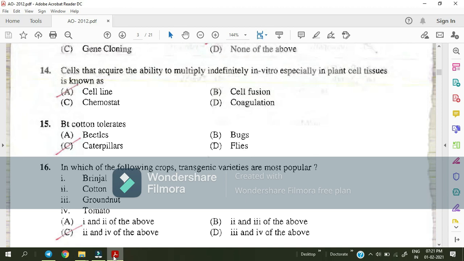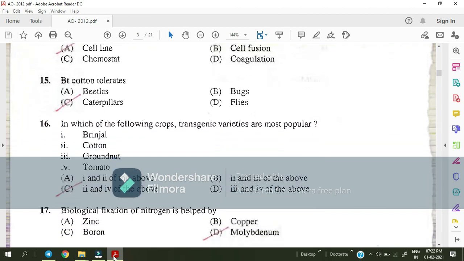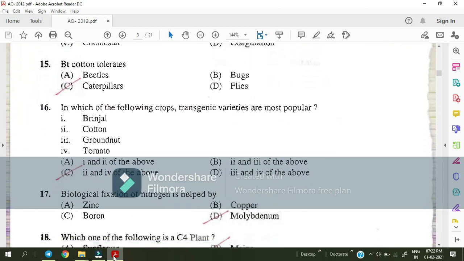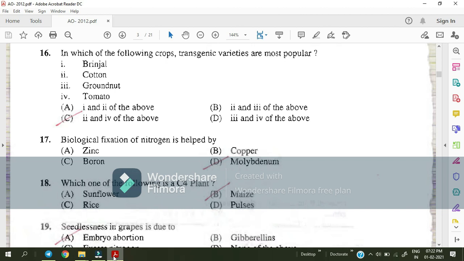16th question, in which of the following crops transgenic varieties are most popular? So obviously cotton and tomato. 17th question, biological fixation of nitrogen is helped by molybdenum. So for biological nitrogen fixation, pH 5.5 to 7.5 is optimal. 18th question, which one of the following is a C4 plant?